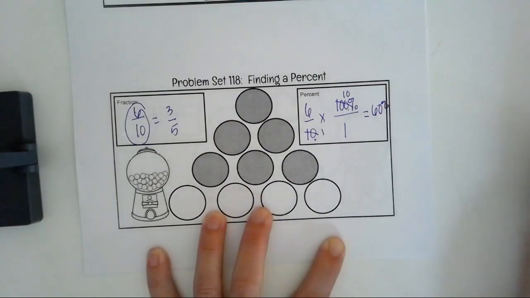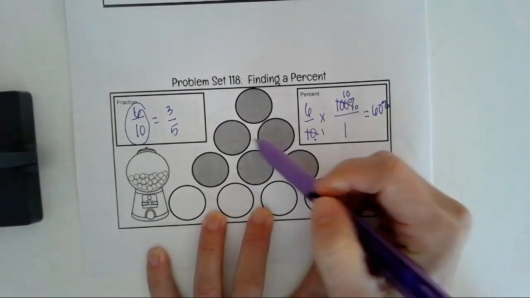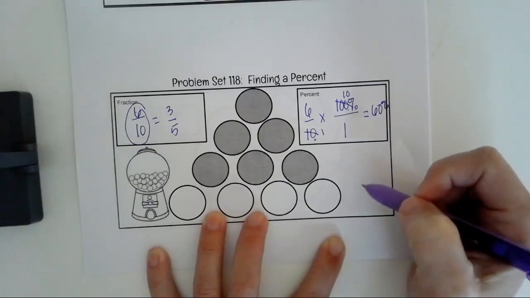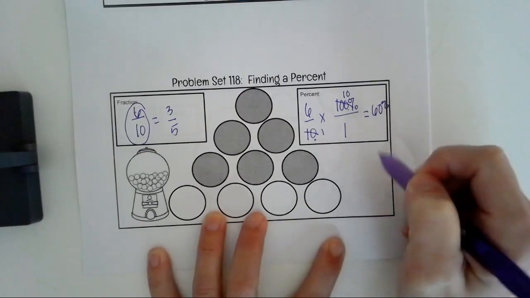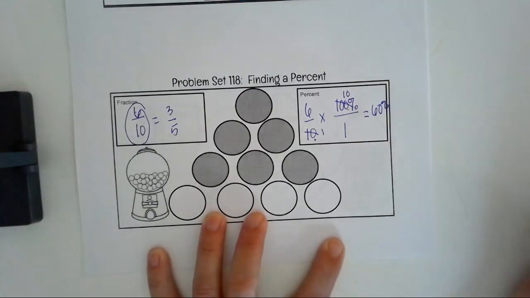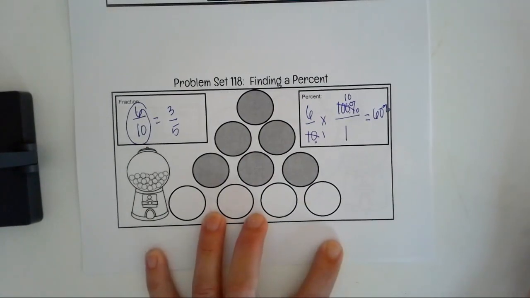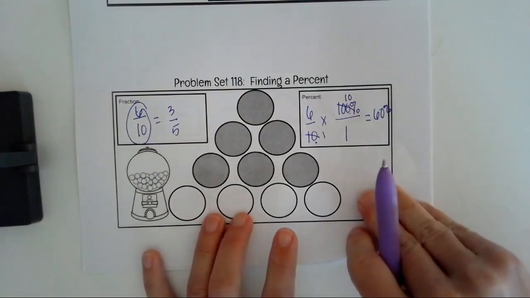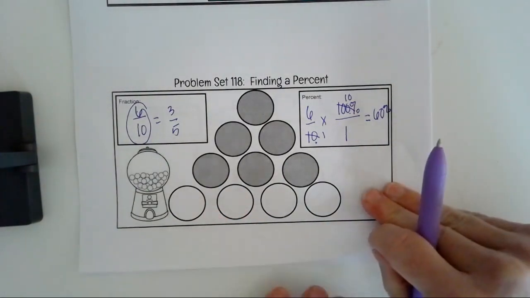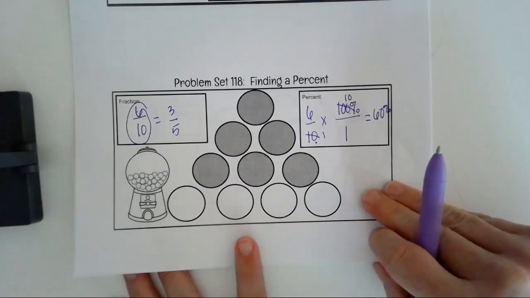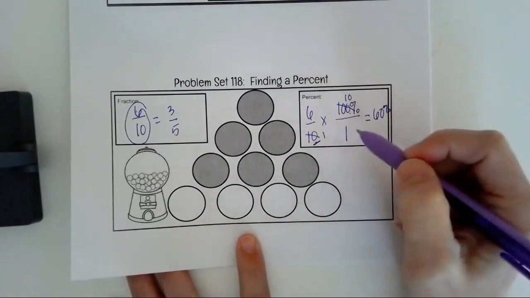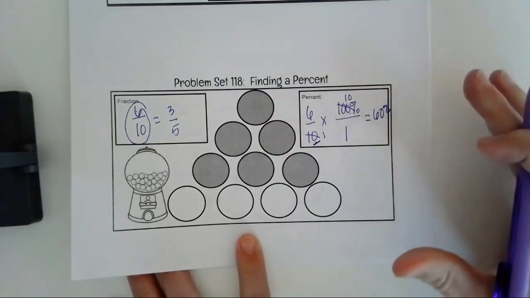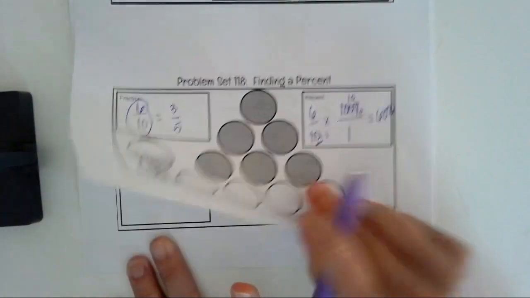So 6 out of 10, what percent is 6 out of 10? It's 60%. Right, you guys see that? And you know how Saxon is. They start easy and then boom, they hit you with a hard one in the problem set. So this one was maybe a little bit on the easier side because we were dealing with a number out of 10, which is kind of easy to work with when we're working with percentages. But let's look at a little bit of a harder one.